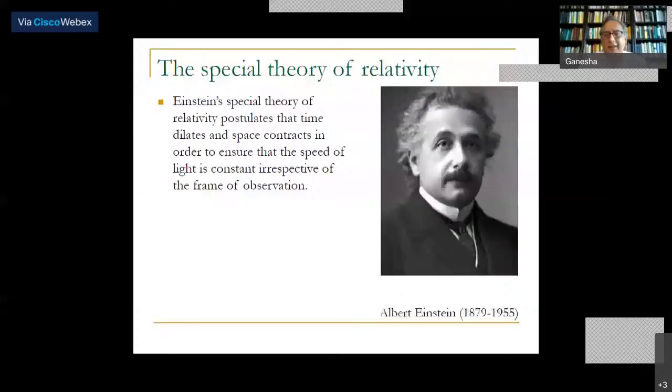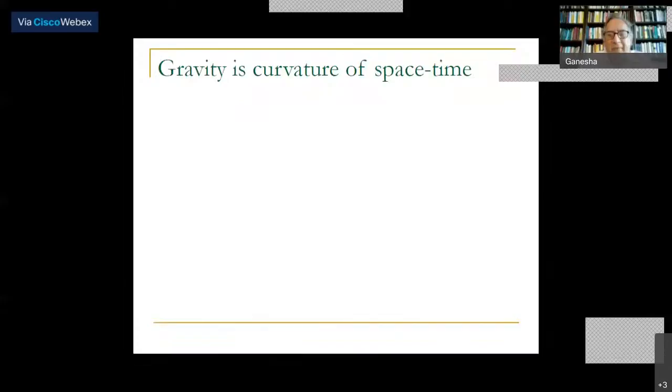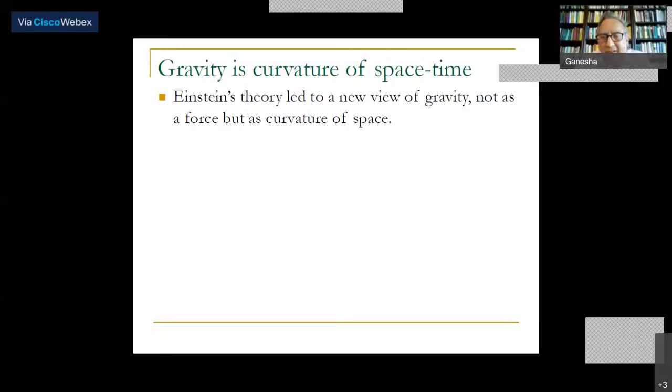It's an amazing idea. So his theory reinterprets space and time, but they're not absolutes, nor are they independent. We think of space as three-dimensional and time separately, but no, it's not that. They seem to be interdependent. And in Einstein's theory, once you've revolutionized your notions of space and time, it now revolutionizes your notion of gravity as well.